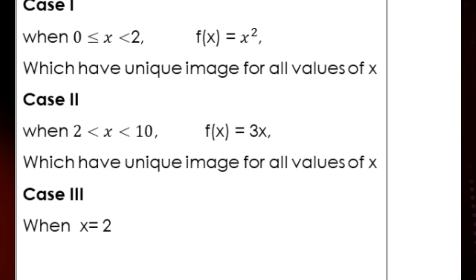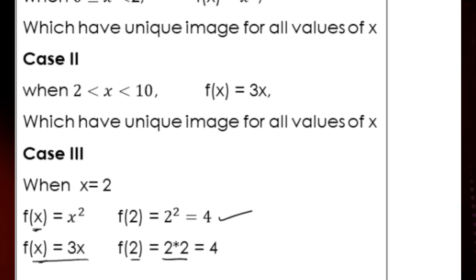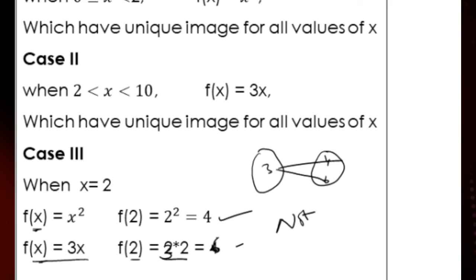If I take x equal to 2 in the first part, putting the value in x square, if I give the input x equal to 2, it will become 2 square, that is 4. While if I give the input 2 in the second part, f(x) equal to 3x, then it will become 3 into 2, that is 6. So this is not equal, so it's not a function, because at x equal to 2 we will have two images, one is 4, the other is 6, and that is not possible. An element cannot have two images in a function. So it's not a function.